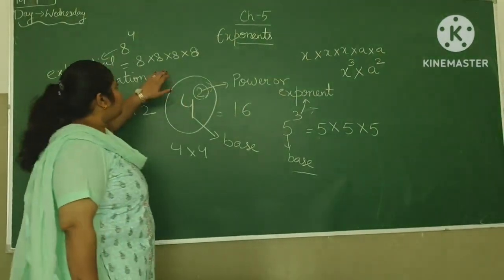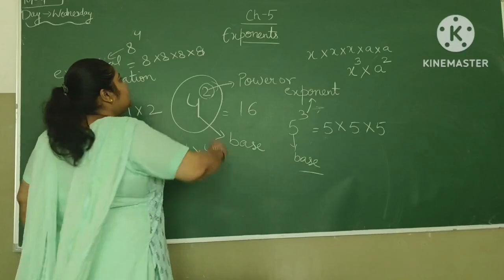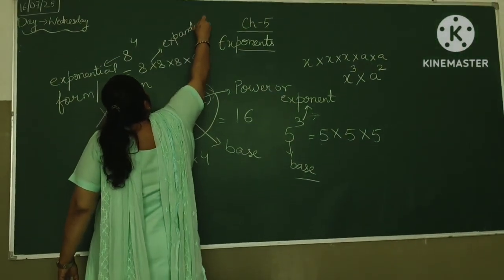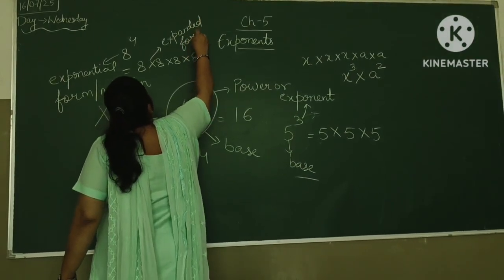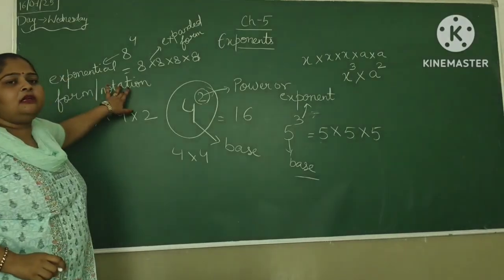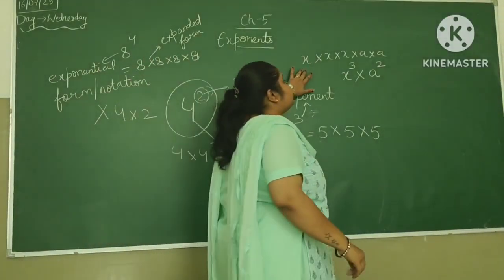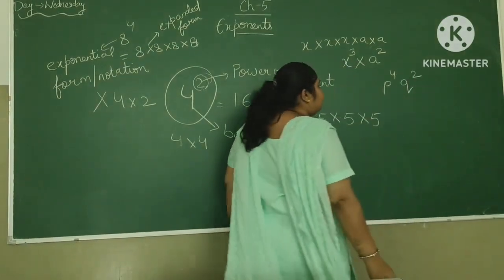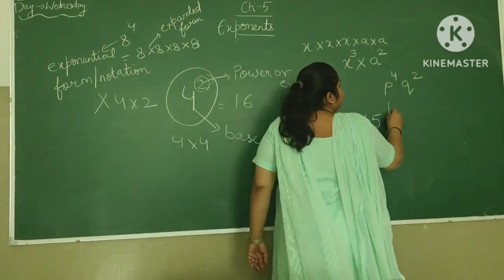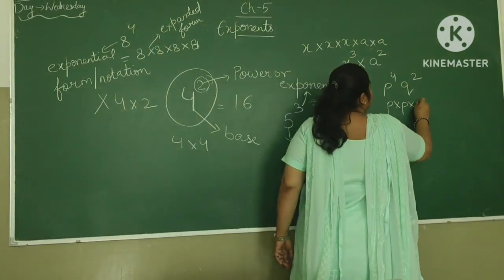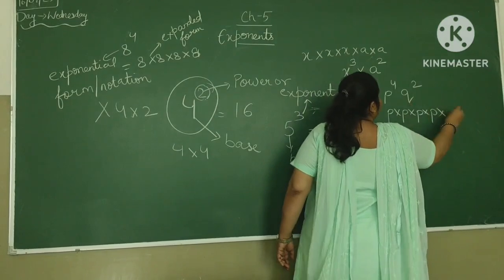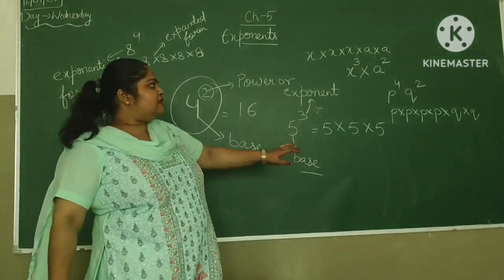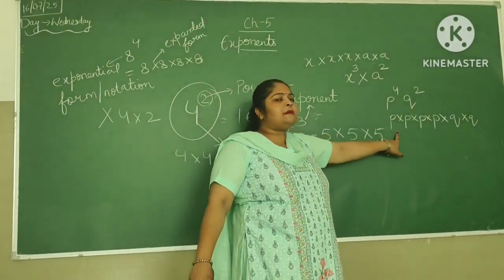Now, what is this form called? This is called expanded form, the expanded form of exponential notation. Here are questions in a vice versa form. For example, if the question is given in exponential form, we have to write it in expanded form. So that means we have to write the 3 four times and q two times. So this is your exponential notation and this is an expanded form.